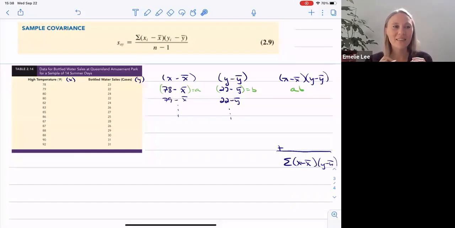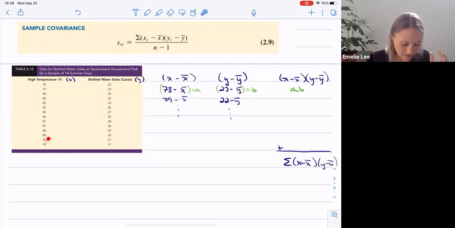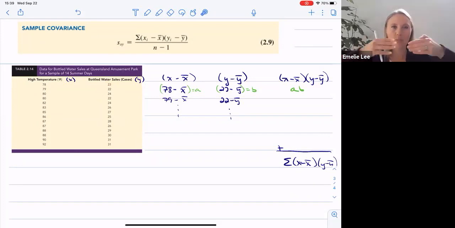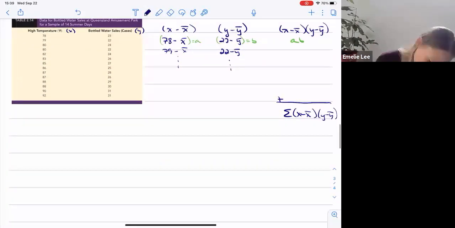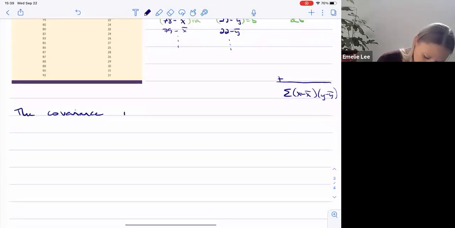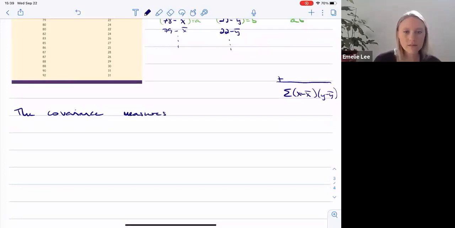The difference between the covariance and the variance is the variance is just for one variable, right? So it's just for one X. We could look at the variance of the high temperature, or we could look at the variance of the bottled water sales, but in order to combine them to see how they change together, that's when we need the covariance, right? And so the covariance measures the variability within the pairs.